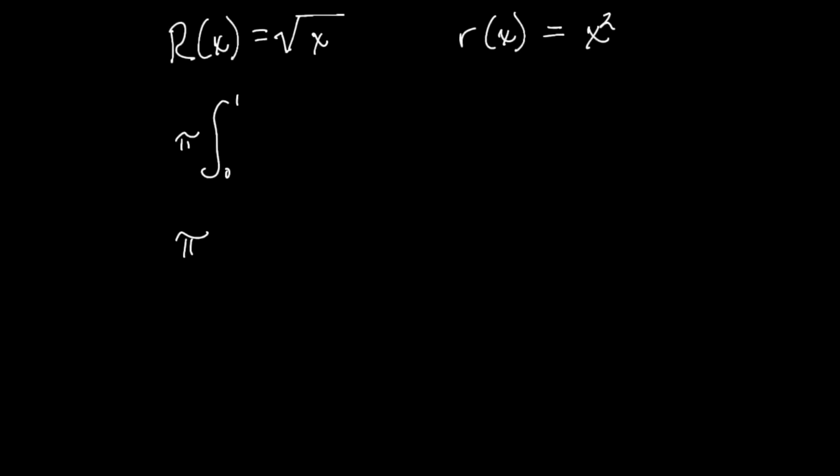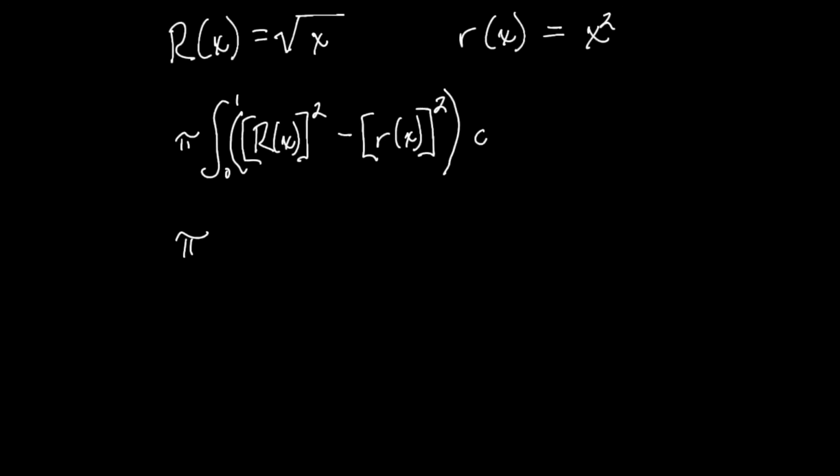So this would be little r of x squared, minus, we're going to subtract little r of x squared, and then that whole chunk gets multiplied by dx. All right, so far so good? So make your substitutions, and remember you can actually type this into a graphing calculator.